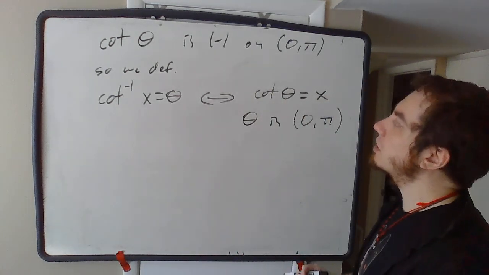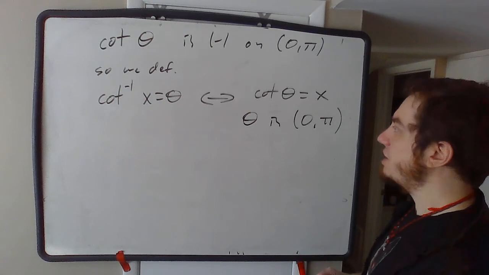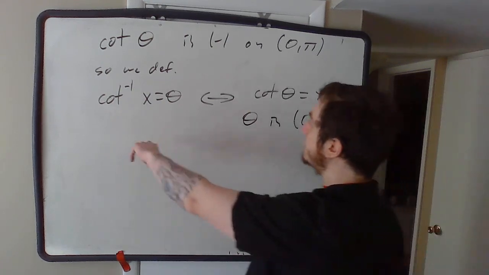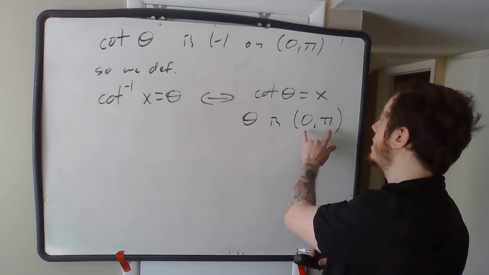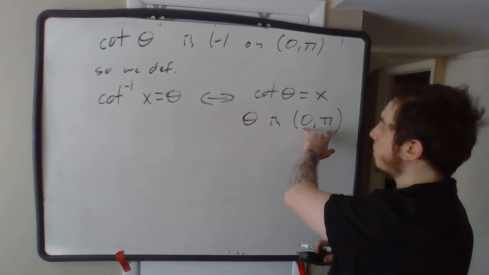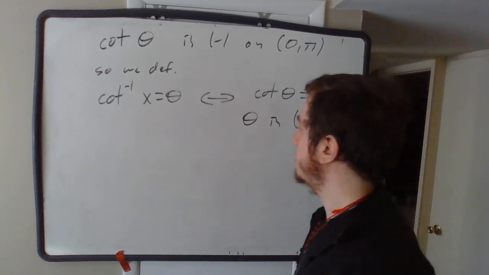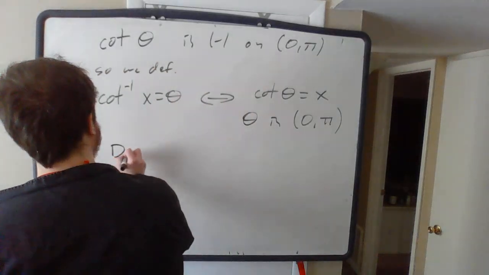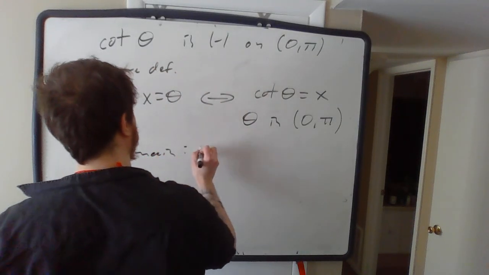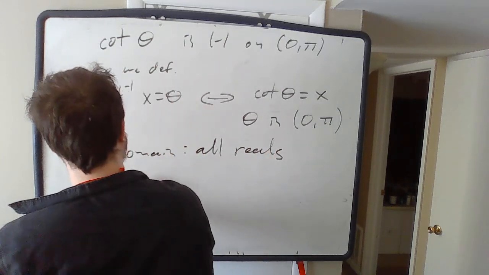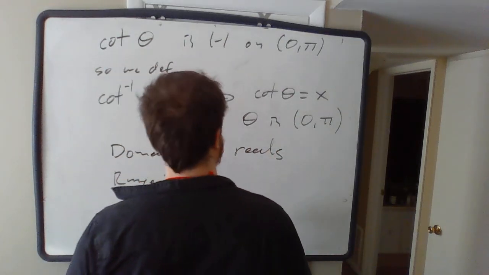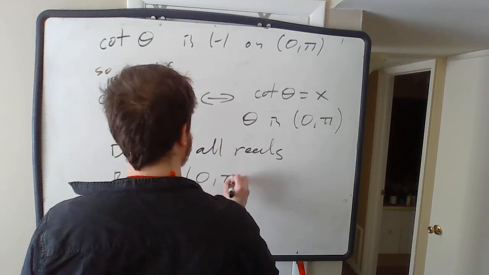So it's very similar to the tangent definition, or the inverse tangent definition, except notice that we have shifted the range here for theta. So again, the domain for this is going to be all real numbers, but the range is going to only be 0 to pi.